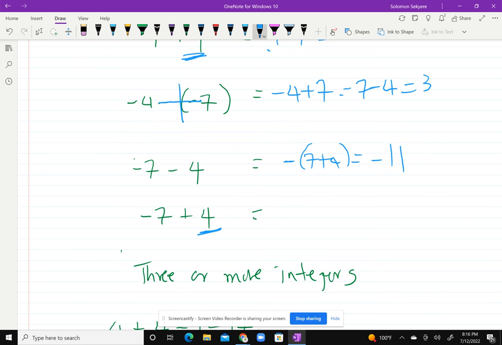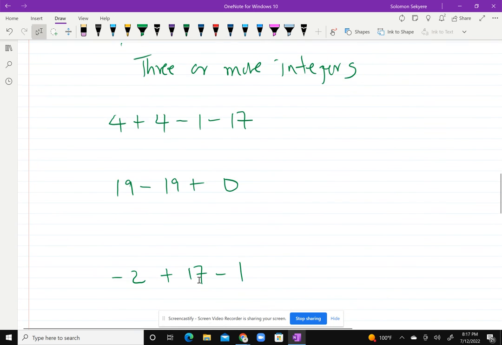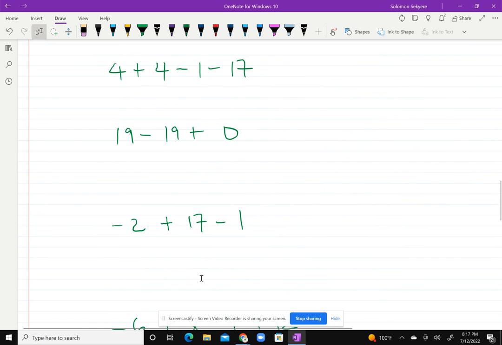And I write my positive number first, always. 4 minus 7 equals what? 7 minus 4 equals 3, so 4 minus 7 is negative 3. Okay, so now what do we have? Three or more numbers, you can group them. So we have 4 plus 4.